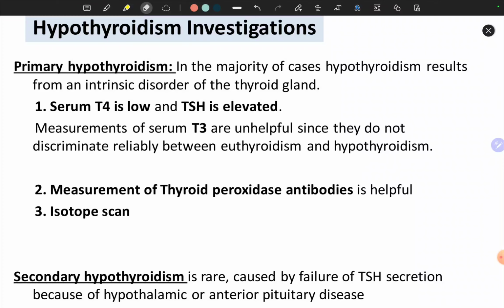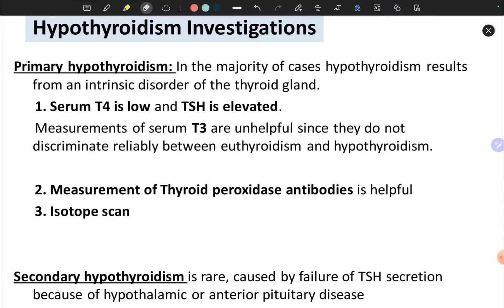Primary hypothyroidism means that the defect is in the gland. But if we have a problem in the pituitary gland, it's called secondary hyperthyroidism or secondary hypothyroidism.